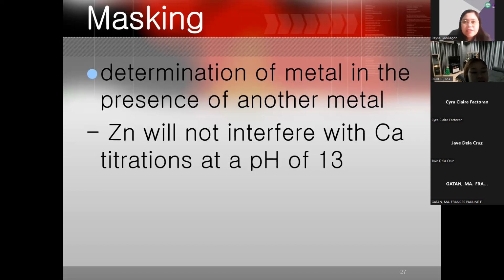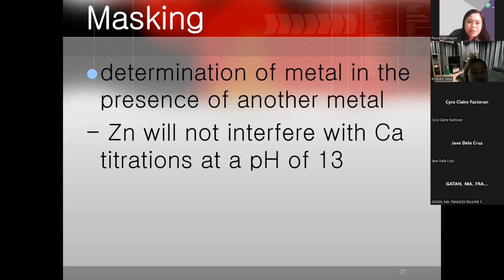Okay, sige. So moving on, for the complexation titration method, we have the so-called masking, wherein we are going to determine a certain metal even with the presence of another metal. So other metals will be masked so that they cannot interfere with the determination of that specific metal that we are going to analyze.